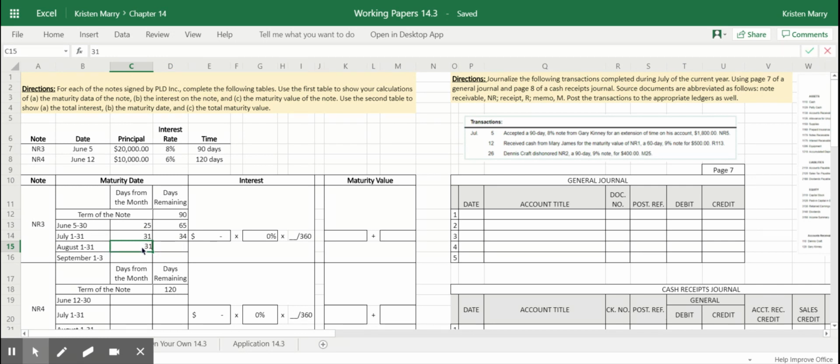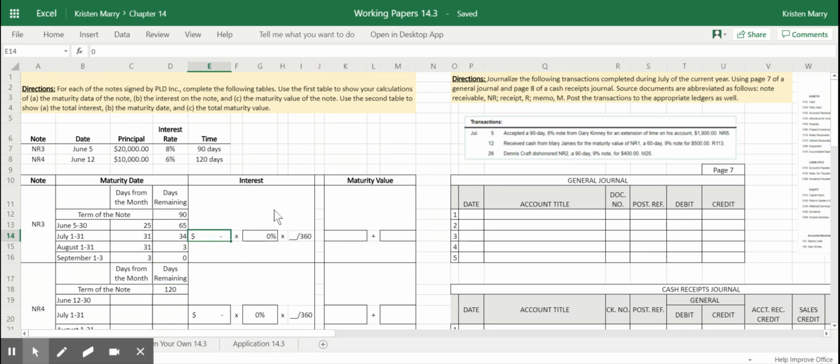August 1st to the 31st, we've got 31 days. So it's 34 minus the 31 days in August. So at the end of August, they have 3 days, which means their maturity date is going to be the 3rd of September. So they need to pay their loan back to us by September 3rd. So that is their maturity date of when they'll have 0 days left.